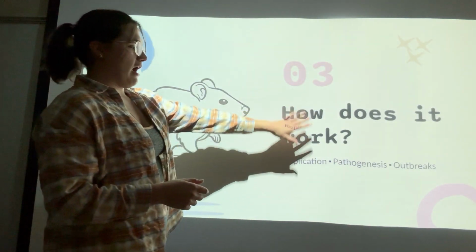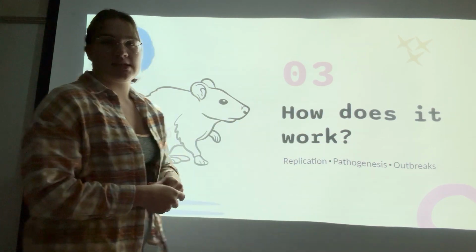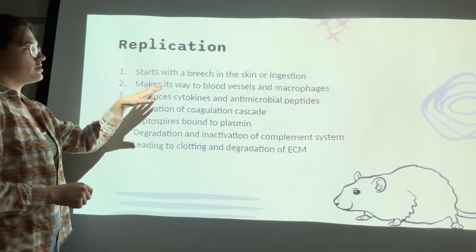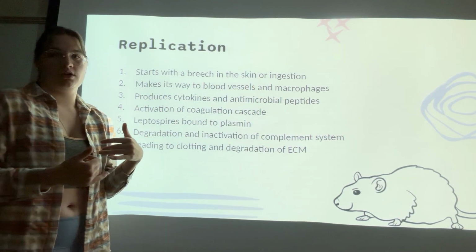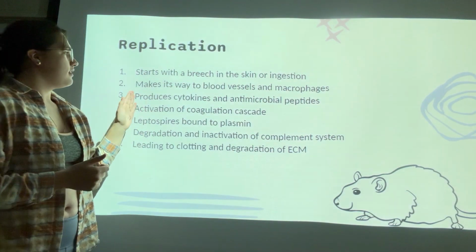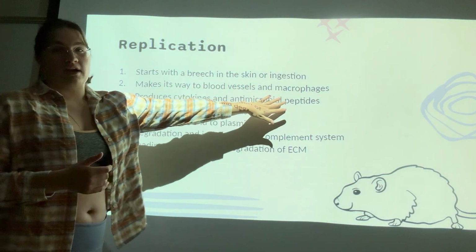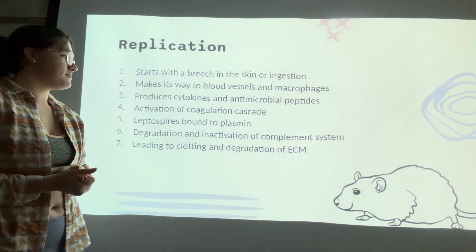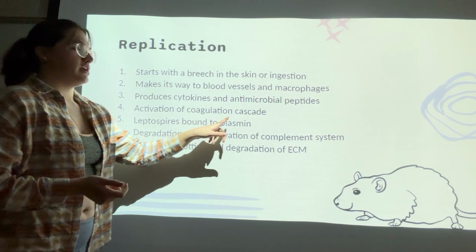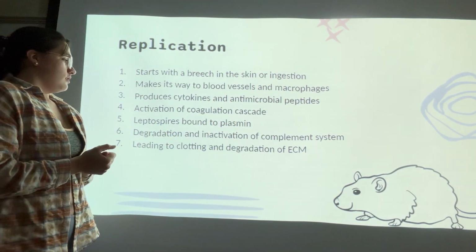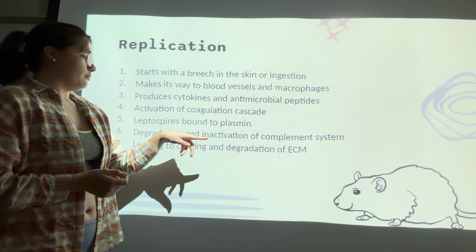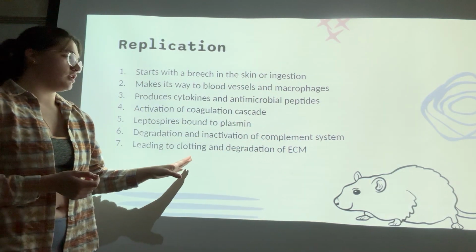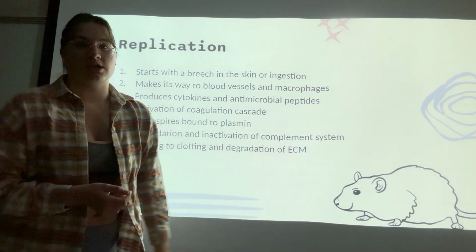So next we're going to talk about how it works, its replication, pathogenesis, and outbreaks. So first, replication. The replication will start with a breach in the skin or ingestion of the bacteria. Then it'll make its way into the blood vessels and macrophages, or both. It will produce cytokines and antimicrobial peptides. It'll activate the coagulation cascade. Leptospires are bound to plasmin. Then they will degrade and inactivate the complement system, leading to clotting and degradation of the extracellular matrix.